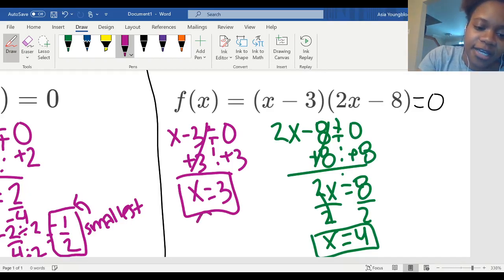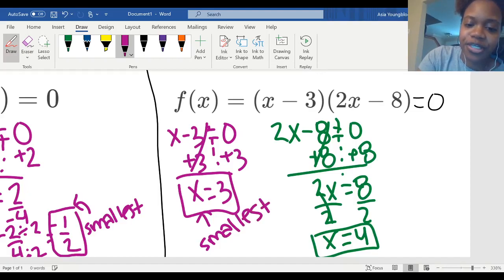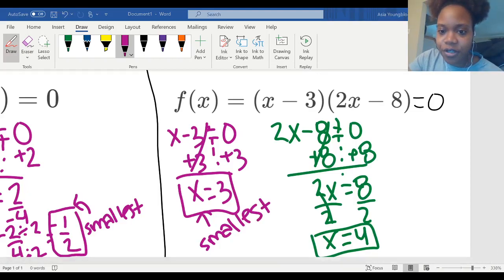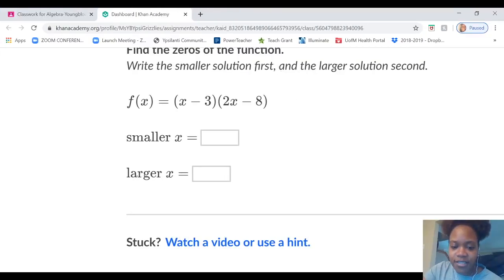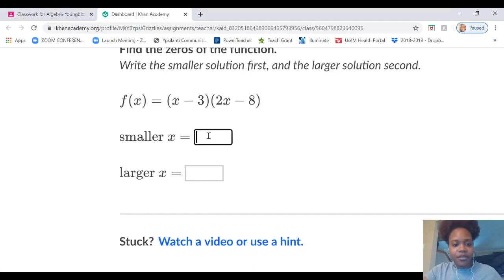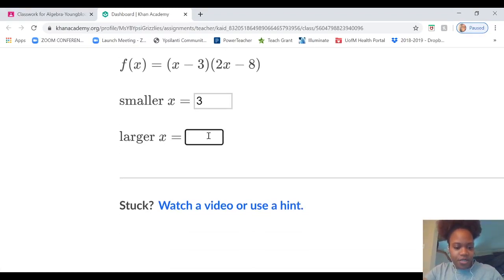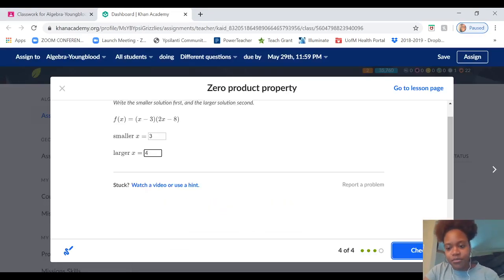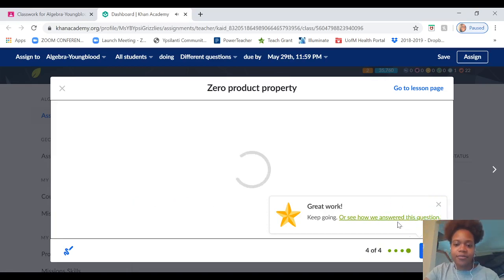And again, Khan Academy asked that we put the smallest value in the first box. So 3 is smaller than 4. So we're going to go ahead and switch back to our browser because this is our last problem. So we have 3 and we have 4. Zoom out. And that's our last problem.